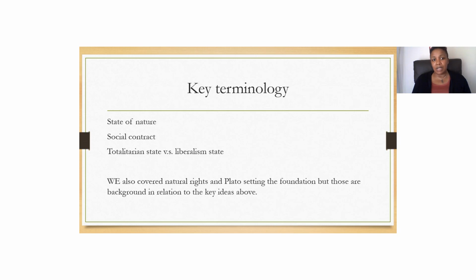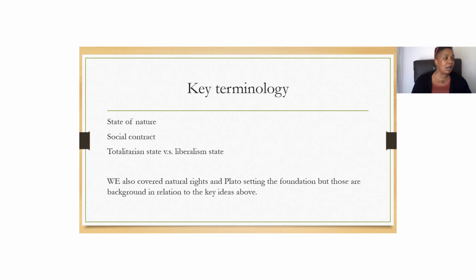Now, the state of nature, if you remember, was the imaginary starting point that each philosopher used of how they imagined people to be pre-government. They had different perspectives on this, which we'll review in a moment. The social contract, by definition, was the agreement between state and the people. There were different perspectives on this, but it sets the foundation for how the philosophers took it from the state of nature to creating a social contract, based on how they viewed individuals within the state of nature.